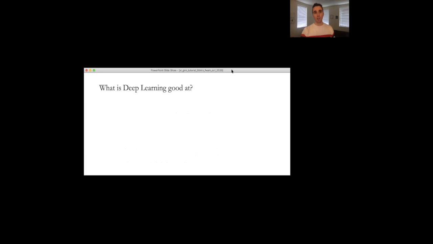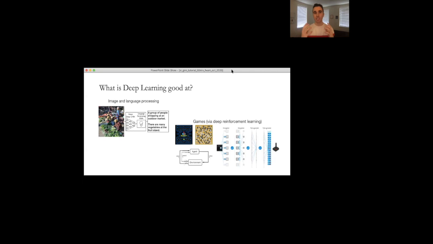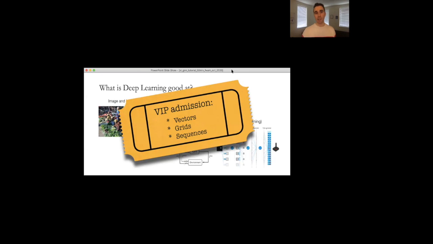So deep learning, very popular ever since 2012 when Hinton's group beat the ImageNet competition. Deep learning is good at images, language processing. It's good at maybe games where you have a pixel grid. These are things deep learning is really good at because there's a lot of industry investment in these types of problems. So you can think of vectors, grids, sequences, they all get VIP admission to this deep learning party.